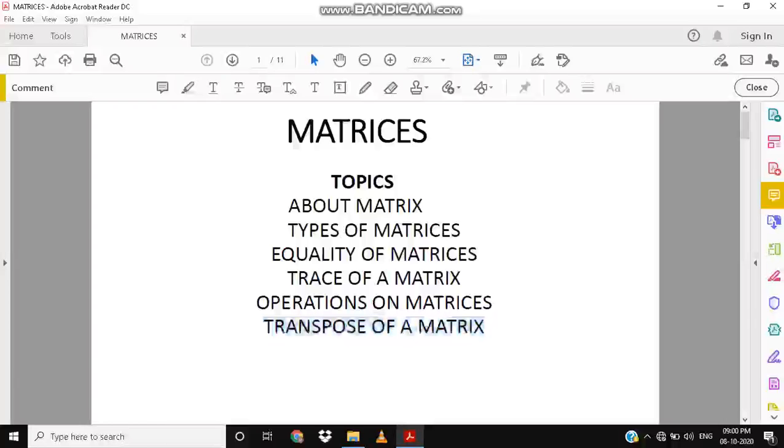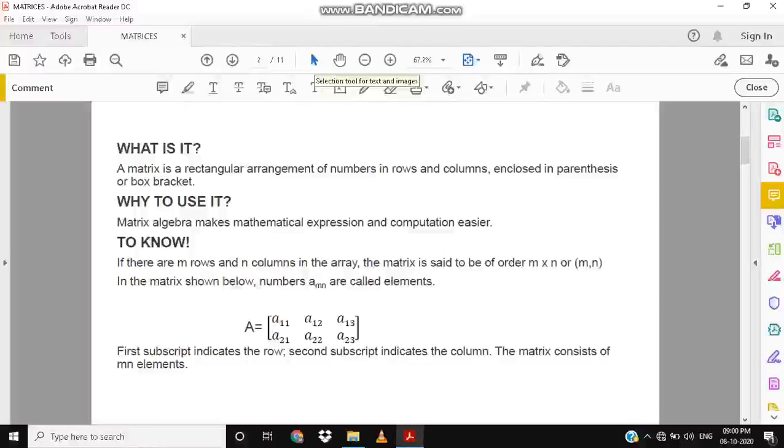Okay. So we'll come to our first topic. See, what is it? As I told you, it's a rectangular arrangement of numbers in rows and columns enclosed either in parenthesis or box bracket, right? Why do we use it? We basically use it to solve several mathematical expressions, and this matrix helps us to solve all these expressions easily, right? So what is important here is if there are m rows and n columns.